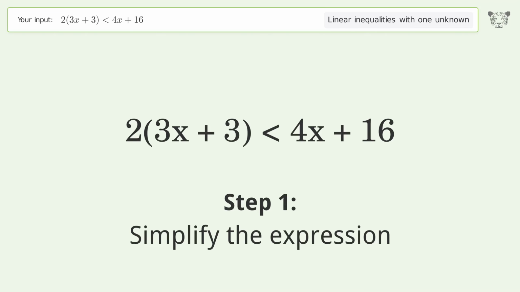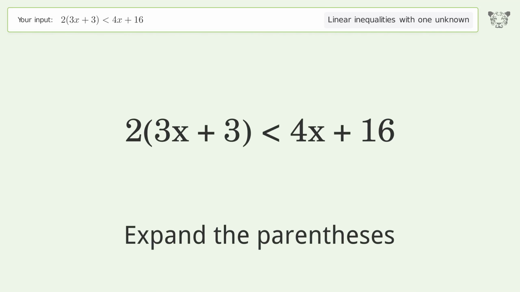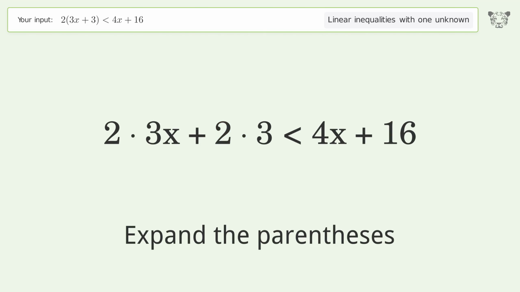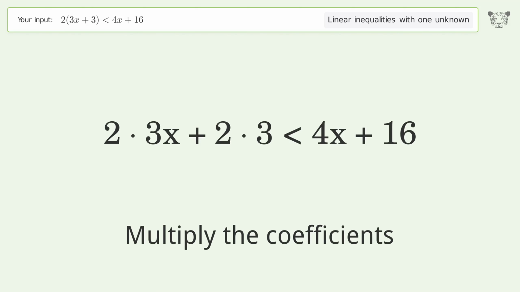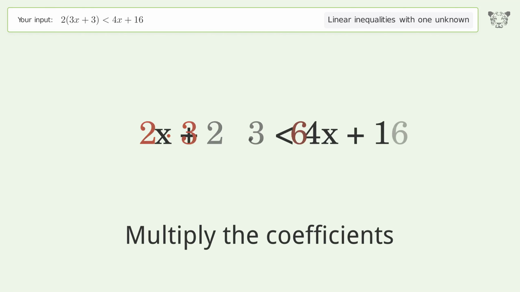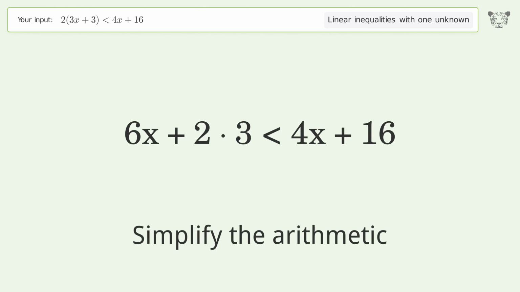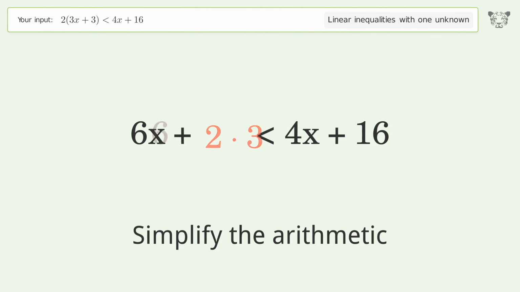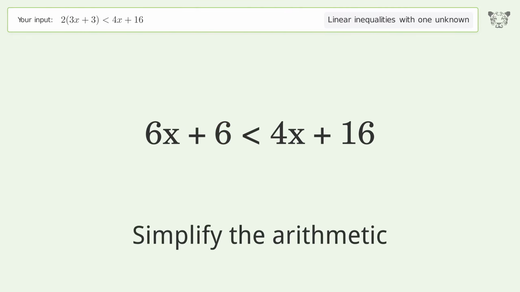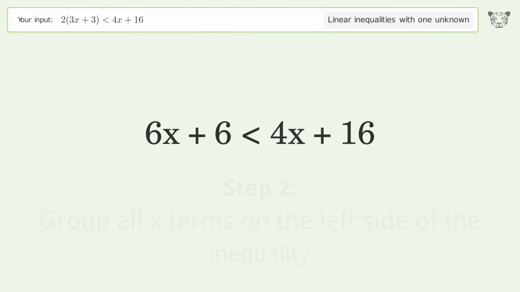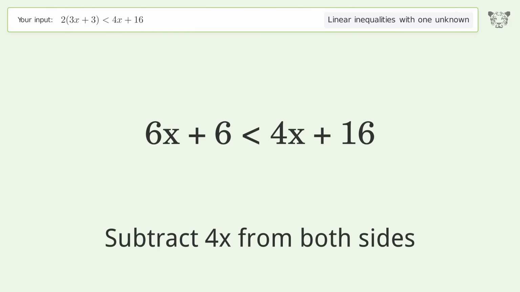Simplify the expression. Expand the parentheses. Multiply the coefficients. Simplify the arithmetic. Group all x terms on the left side of the inequality. Subtract 4x from both sides.